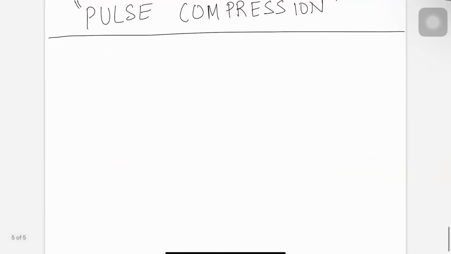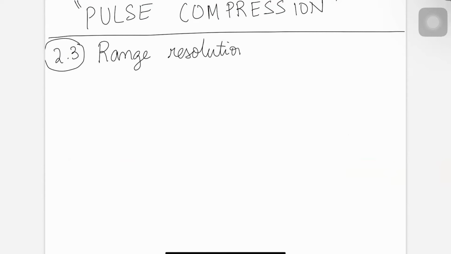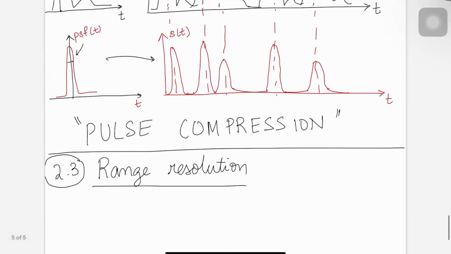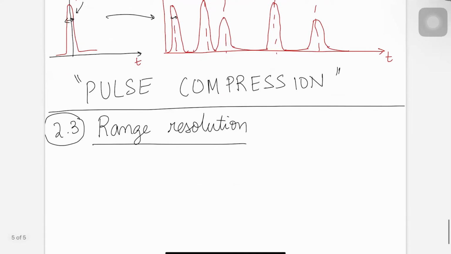Next, we'll do a quick derivation of the range resolution. So I think this should be section 2.3. We saw here that this point spread function is not a delta function. It has some thickness, right? In the FMCW video, there was a derivation we did for range resolution. It's very similar to that. If you haven't seen that, maybe it's a good idea to look at that. But even if you haven't, it should be okay.